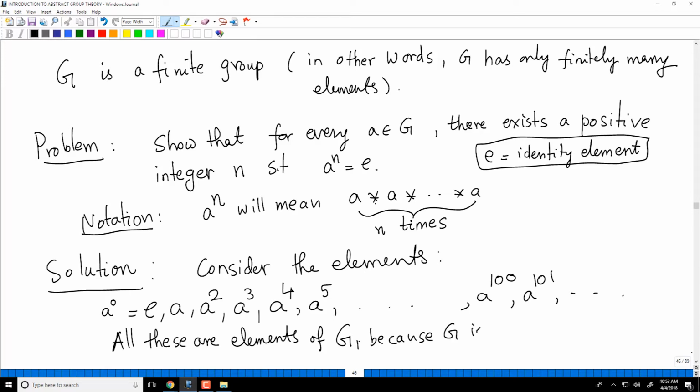Why is that? Because G is closed. G is a group, star is a binary operation on G. a is in G, remember a is in G, that is the starting point. So a squared is in G, a cubed is in G, a to the 4th is in G, a to the 5th is in G, a to the 100 is in G, a to the 101 is in G, and so on.